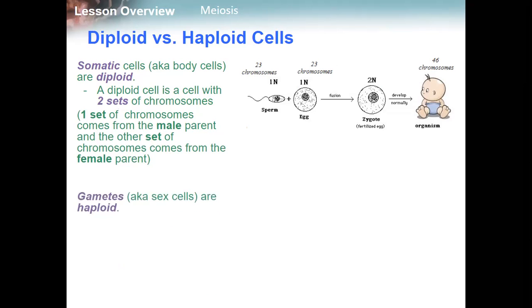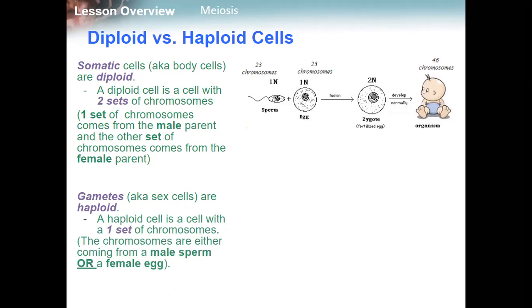Now, when it comes to gametes, those are our sex cells like egg and sperm, they are haploid. When you think of the word haploid, think half, because they don't have two sets of chromosomes. They're only going to have one set of chromosomes. So for instance, the sperm is only going to have dad's half of his information. The egg that comes from mom is only going to have her set of chromosomes. So when we think of sex cells, we think they're haploid. That means they only have one set of chromosomes.